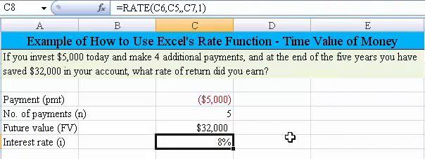And we hit OK, and what we come back with is our answer. And let me carry that to various decimal places. And the rate says it's 8.34%. And that's the answer of how to use Excel's rate function.